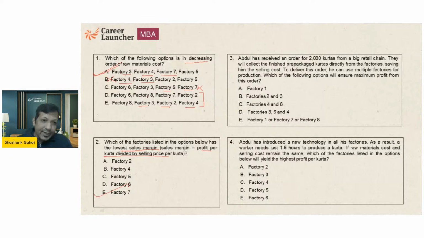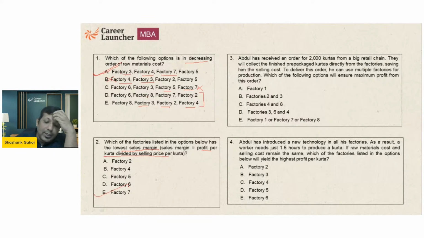Let's look at the next question. What does it say? It says that Abdul has received an order for 2000 kurtas from a big retail chain. They want to collect the finished pre-packaged kurtas directly from the factory, saving him the selling cost. To deliver the order, he can use multiple factories for the production. Now, which of the following options will ensure the maximum profit?